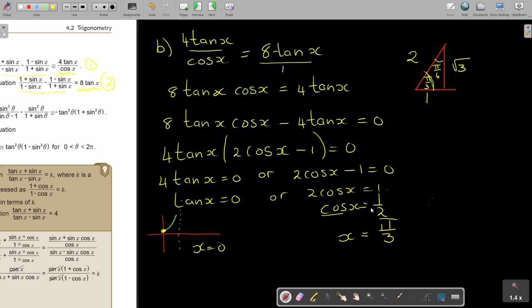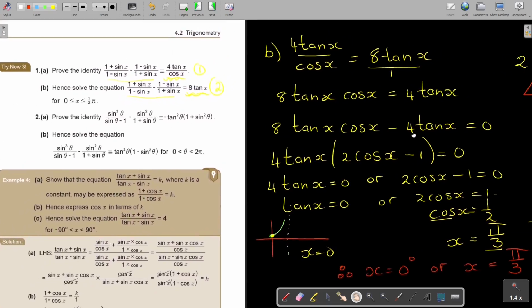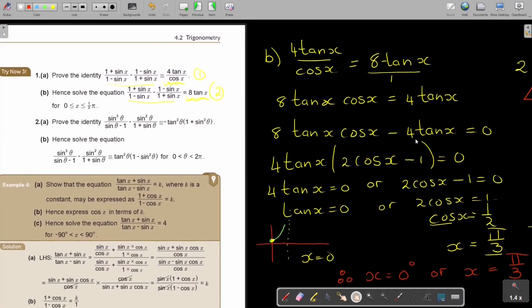And remember that it's only in the first quadrant. So it's only this one, which is pi over 3. So I can end up by saying, therefore, x is equal to 0 degrees, or x is equal to pi over 3. And that is going to be my final answer. Very brilliant example. Okay, make sure you can do this kind of example.